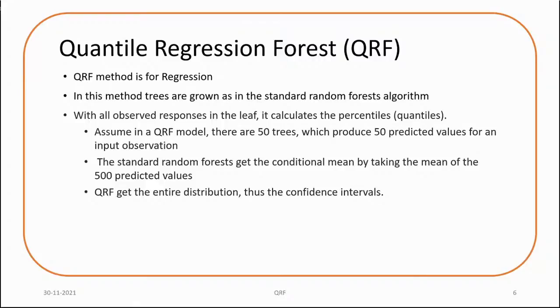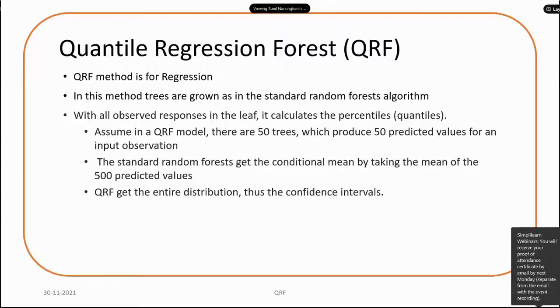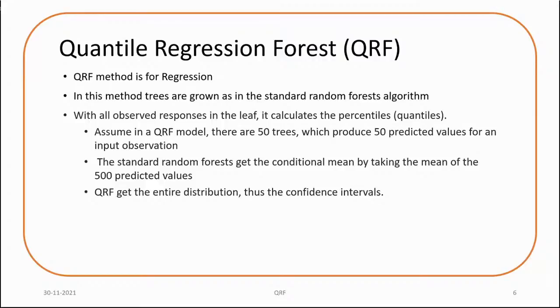As an example, I have 50 trees. So in random forest, I will get 50 predicted values, and I will take the mean of that. But in quantile regression, I will create a distribution out of the 50 predicted values from the 50 trees of my random forest. When we get the distribution, we also get a confidence interval in the quantile regression forest. And that is something we want. That is something we will use.